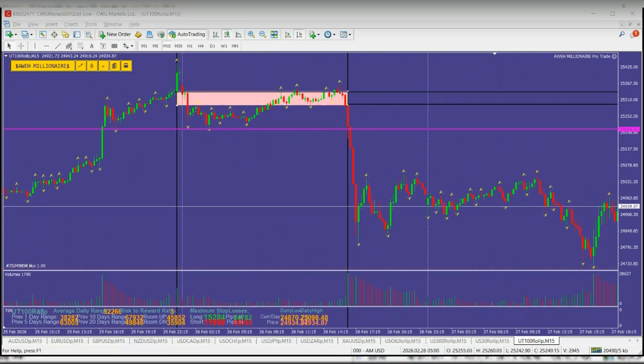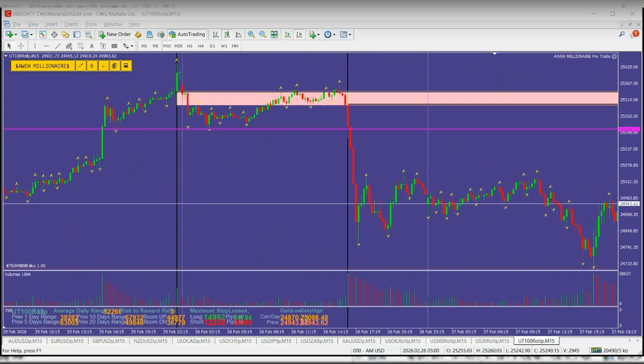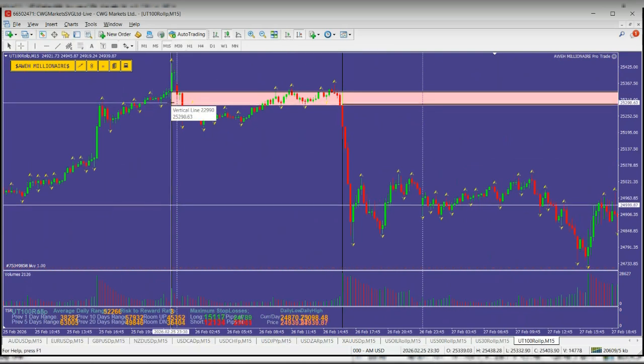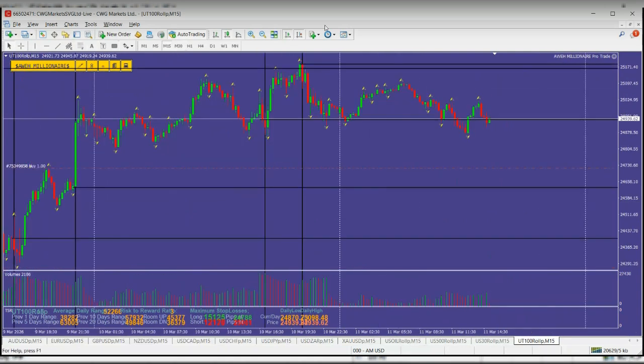So there we go, drawing the zone. Okay, perfect. So now if we go back and have a look here from the current price, basically we have a zone from here to here as well that I'll add in.